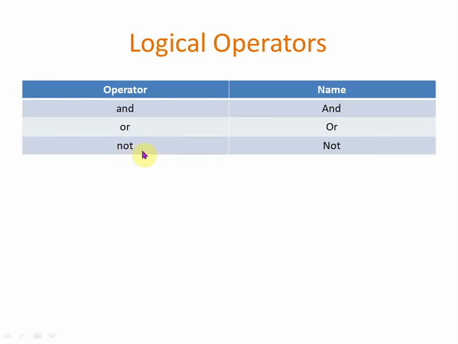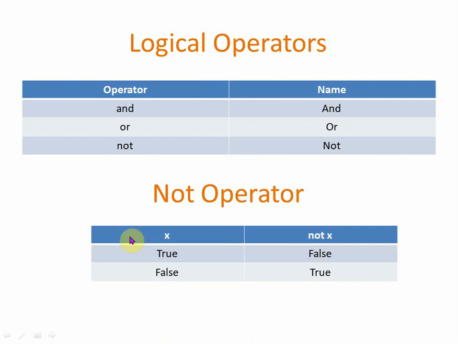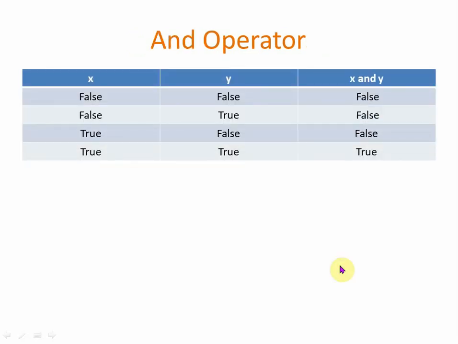There are three types of logical operators: and, or, and not. The not operator: suppose x is true, and if you write not x, if you use the not operator in front of a boolean variable, it will return false. It will return just the opposite value. If it is false, it will return true. That is the not operator. Now let's see the and operator.